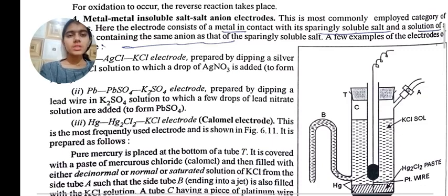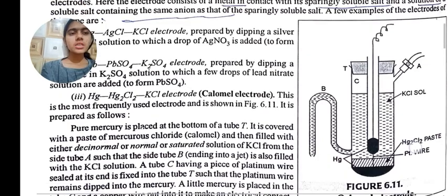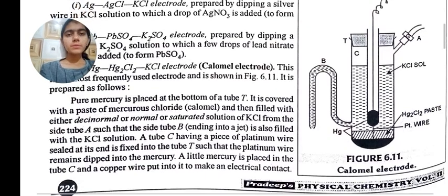Third, Hg2Cl2 KCl electrode, that is calomel electrode. This is the most frequently used electrode. It is shown in figure 6.11. It is prepared as follows. Pure mercury is placed at the bottom of a tube T. It is covered with a paste of mercurous chloride, calomel, and then filled with either decinormal or normal or saturated solution of KCl from the side tube A, such that the side tube B ending into a jet is also filled with the KCl solution.